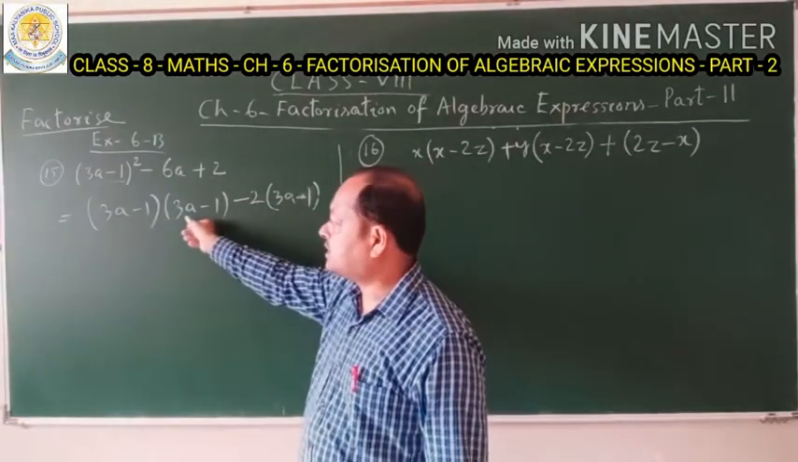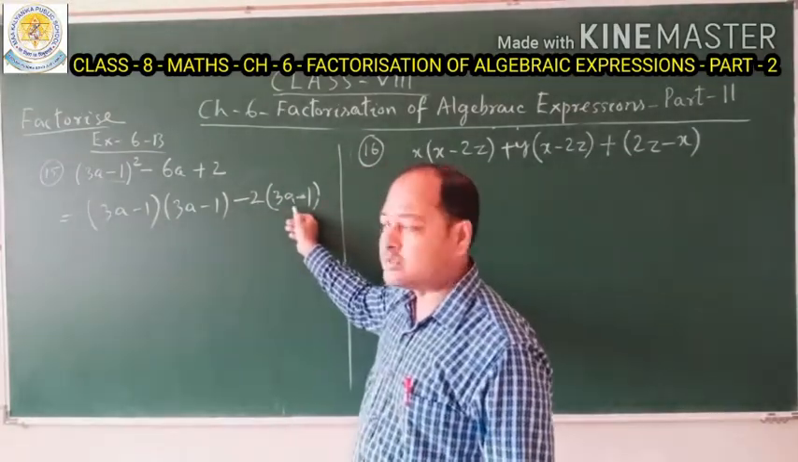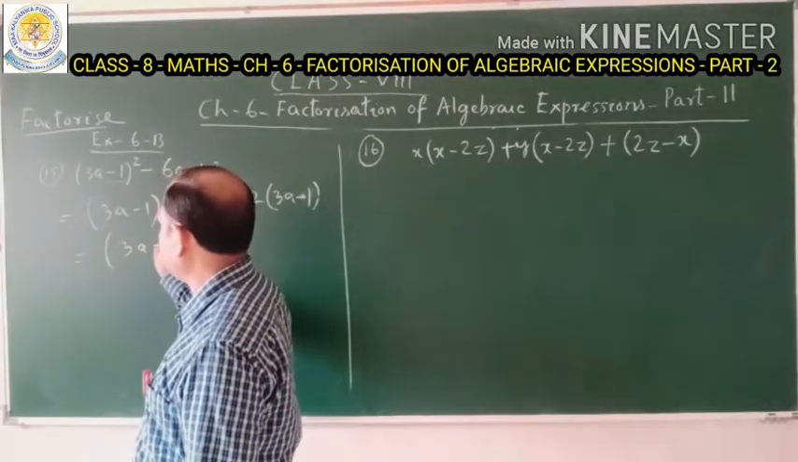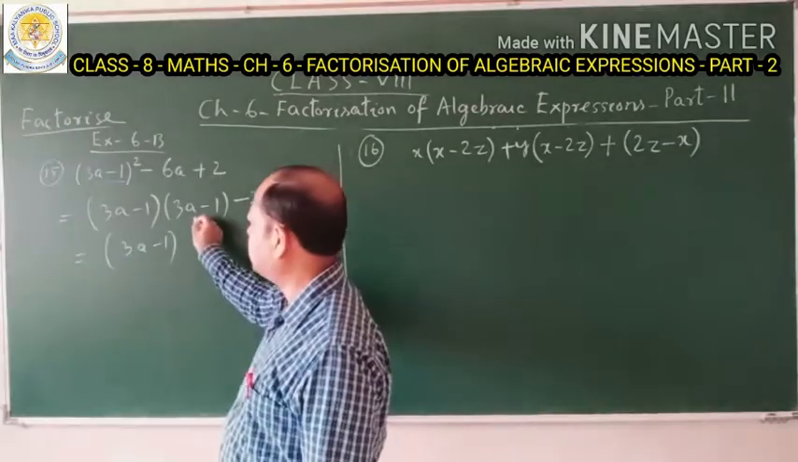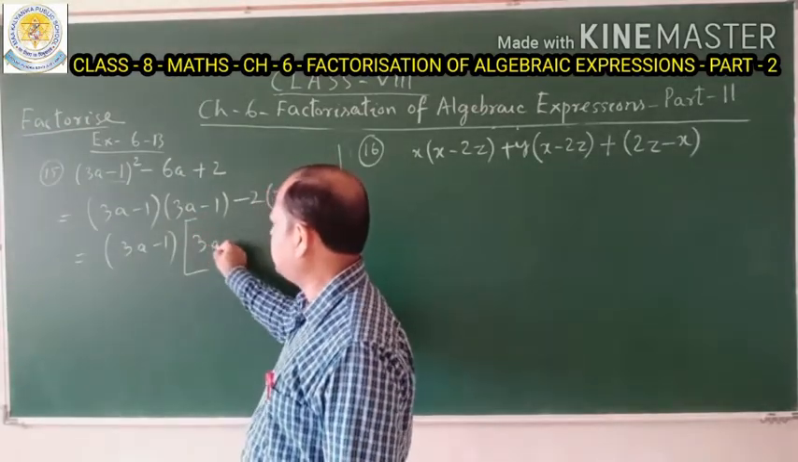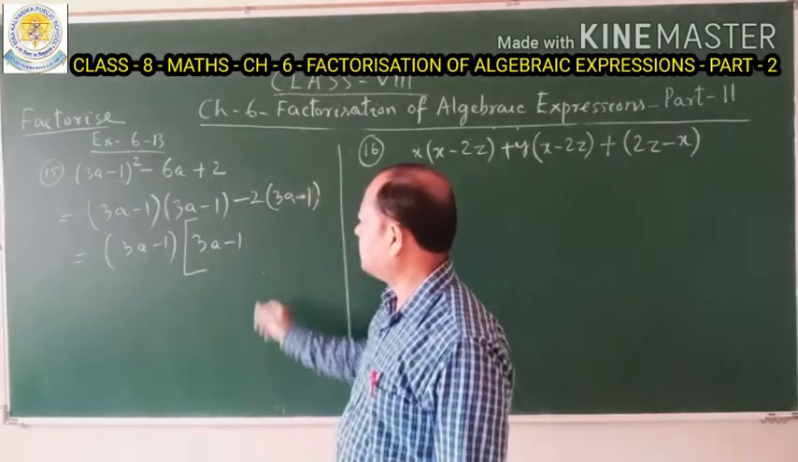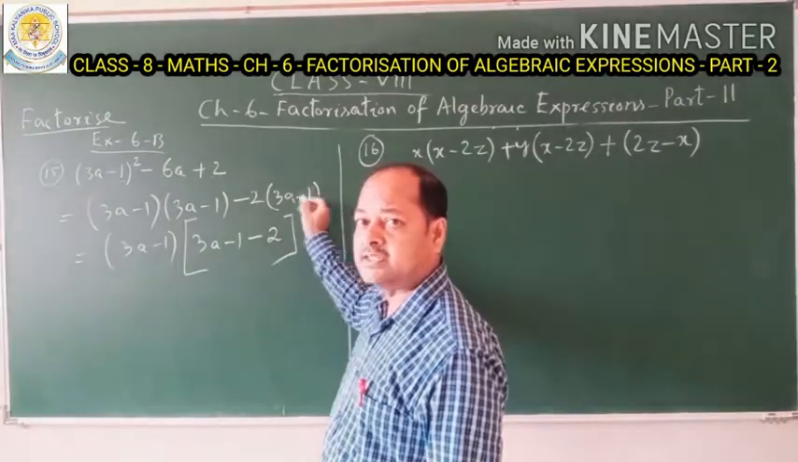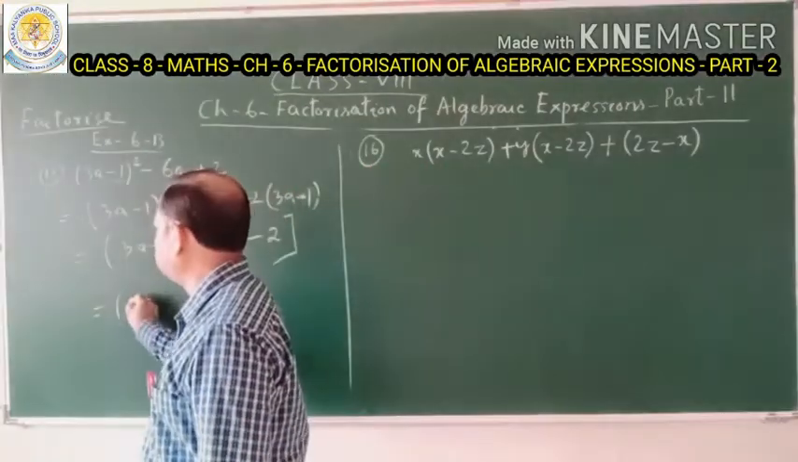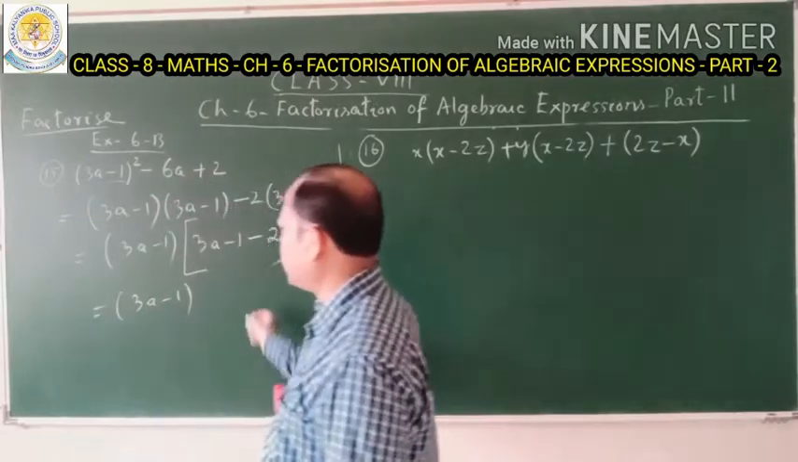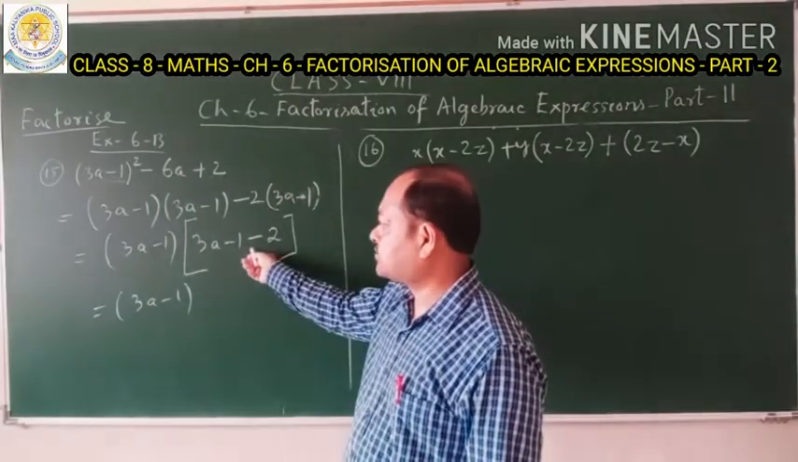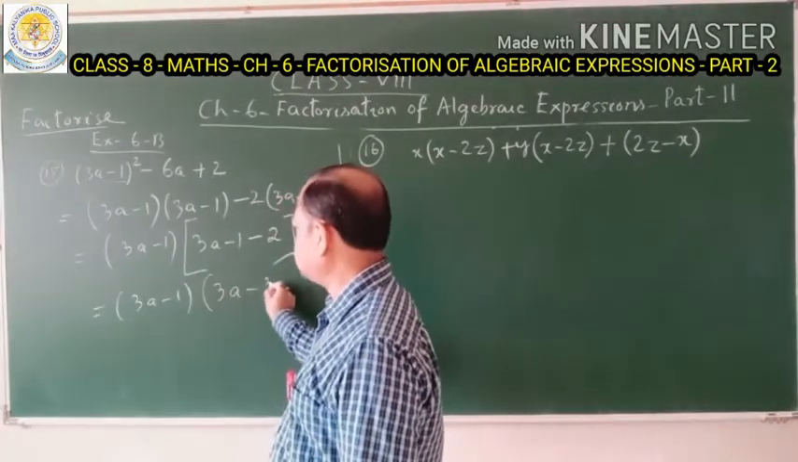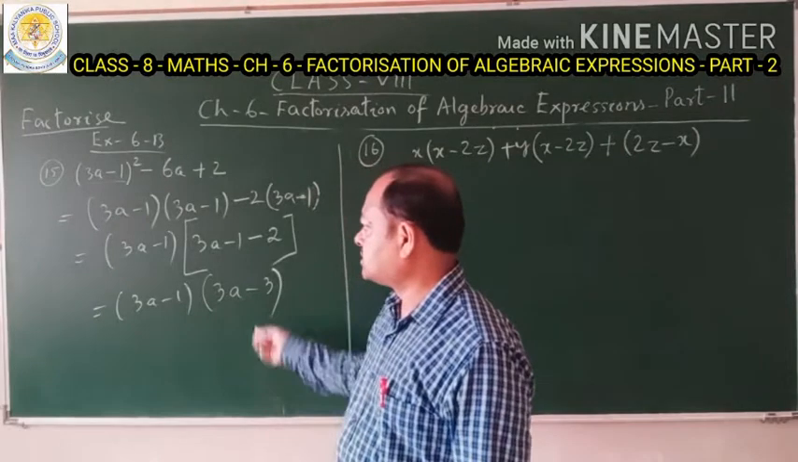Now we are looking here that 3a minus 1 is common here and here also 3a minus 1 is common. So take common 3a minus 1. If you take the common term, then what is left? 3a minus 1 is left here and minus 2 is left here. Because 3a minus 1 is common. Now you can write this as 3a minus 1, and you simplify this one, minus 1 minus 2, that is minus 3. So you can write 3a minus 3. Okay, so this is the solution.